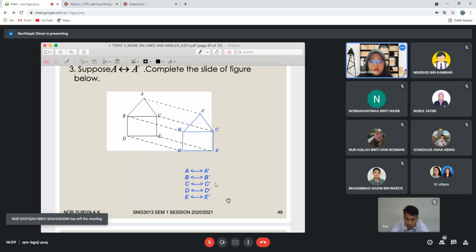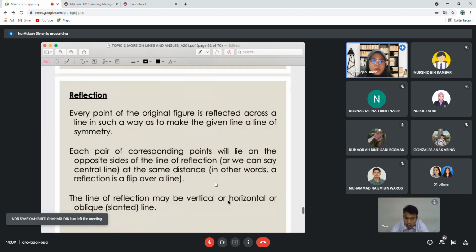and so on. Okay, now the second part is reflection. Every point on the original figure is reflected across a line in such a way as to make the given line a line of symmetry. So when you talk about reflection, we can easily link it to a mirror. So reflection, mirror. Each pair of corresponding points will lie on the opposite side of the line.